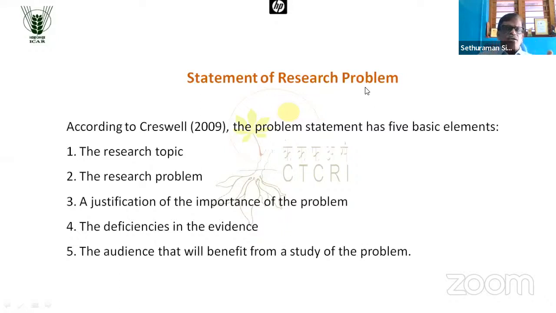So you have to identify a research problem, then integrate your extension research skills into it to try to solve the problem. Now let us come directly to the different elements of the research problem which you are going to state in your problem statement. One is your research topic and the research problem, justification and importance of the research problem, deficiencies in the evidence, and the audience who will benefit from the study of the problem. I am talking about multidisciplinary work, and I am trying to focus on my research problem, like what I am supposed to work on as an extension scientist.